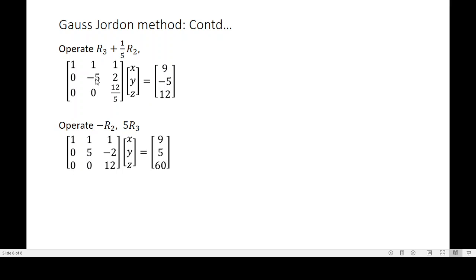First row and the second row elements are not changed. Only third row elements are changed. So third row operation is R3 plus 1 by 5 R2. I hope it is clear.